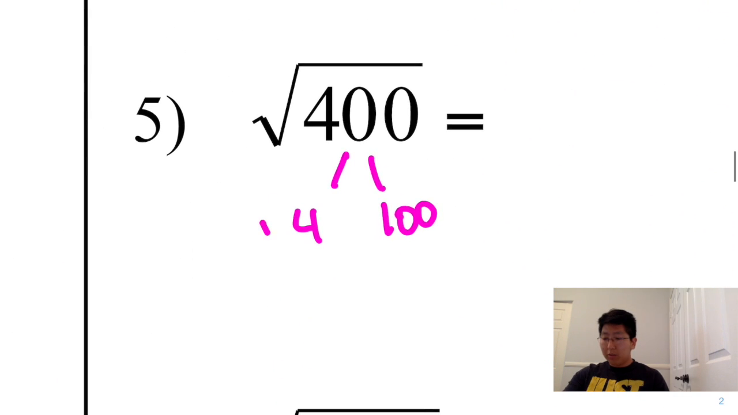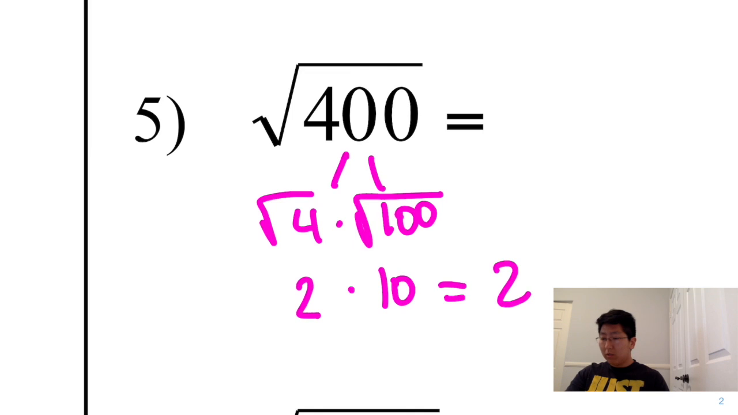This is the same thing as the square root of 4 times the square root of 100. We know that the square root of 4 is 2, and the square root of 100 is 10. So our answer here is 20.